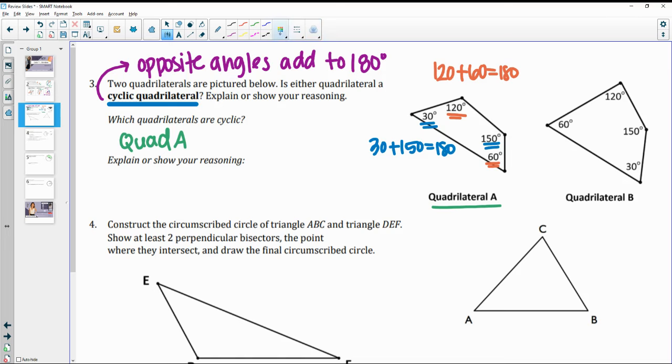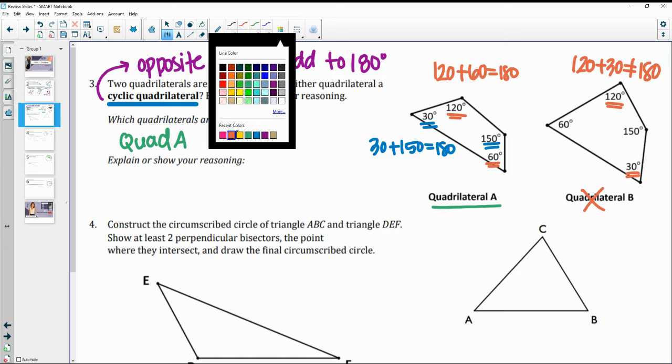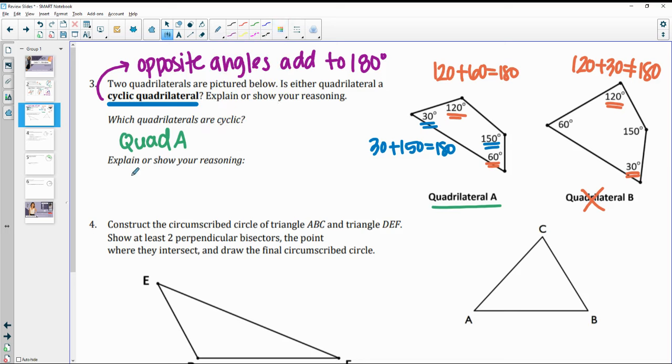So then let's check out quadrilateral B. We see 120 here, and the one across from that, or not next to it, is 30. 120 plus 30 does not equal 180. So automatically, this one is not cyclic. That means that quadrilateral A is the only cyclic one, and that's because the opposite angles add to 180, as shown here.